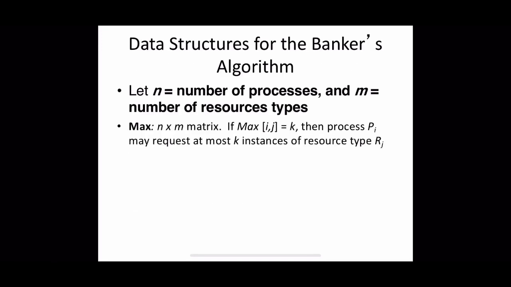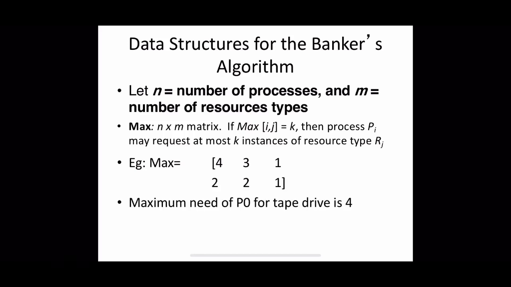And the next data structure is Max. Max is a matrix of n by m, where n is the number of processes and m is the number of resource types. So each row in Max denotes a particular process. If Max[i][j] = k, it means a maximum of k instances of resource type Rj will be required by process Pi. You can see an example for that.